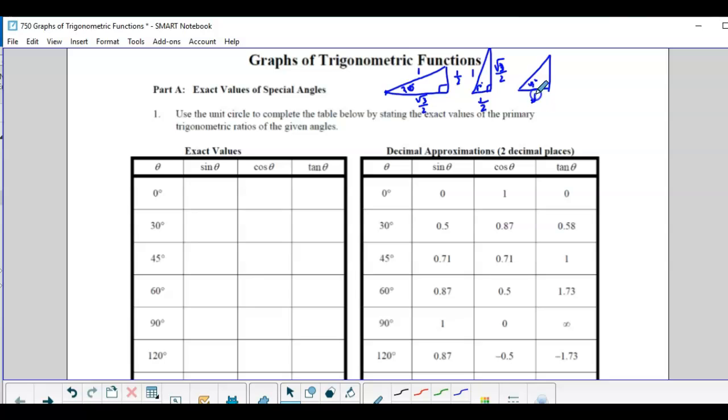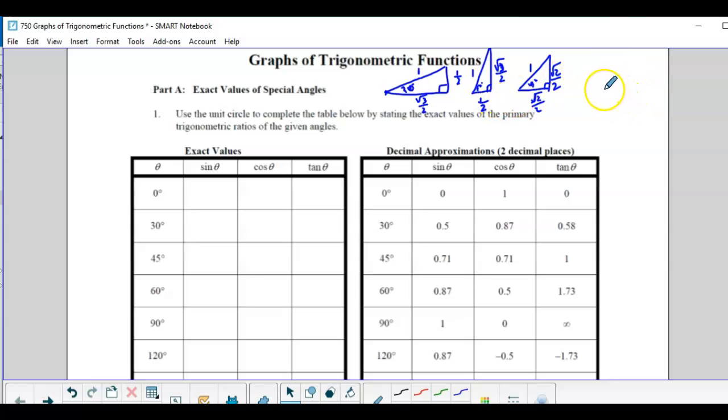That's going to be root 2 over 2, root 2 over 2, and this is 1. Okay, so then you can do it from there, thinking about your reference angle. So they'll all be any of these values, positive or negative.